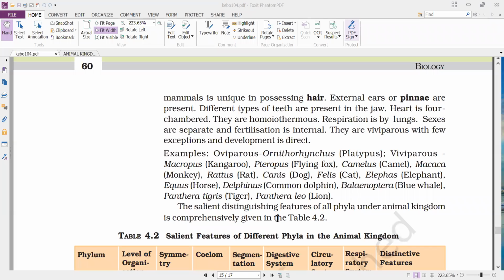Okay, that is about the classification of kingdom Animalia and the different phyla and some important classes that were included under the kingdom Animalia. Does anybody have any doubt related to this kingdom Animalia?